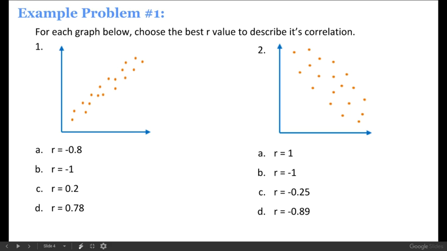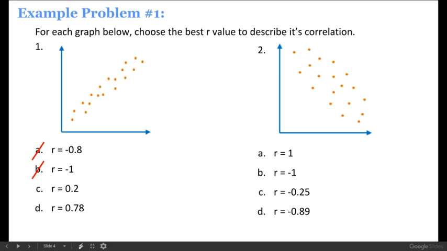Here's how I like to do it. I like to eliminate the answers that I definitely know are wrong. So when I look at this graph and I read it from left to right, it's positive. So when I look at my answer options, I'm going to eliminate A and B right away because those are negative numbers. So obviously those are not correct for our graph. Now it's between C and D.